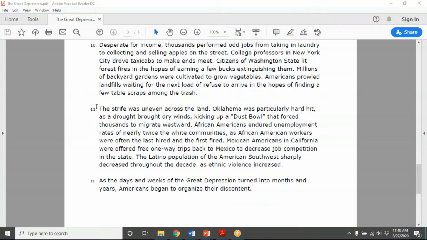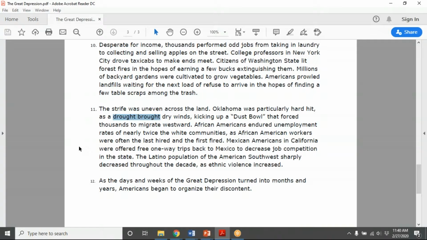Paragraph 11. The strife, that's a good word, the strife, was uneven across the land. Oklahoma was particularly hard hit as a drought. Those are two tough words together. As a drought brought dry winds, kicking up a dust bowl that forced thousands to migrate westward.